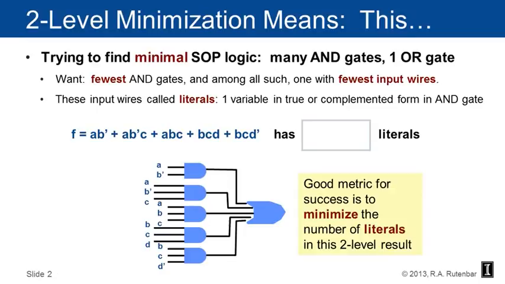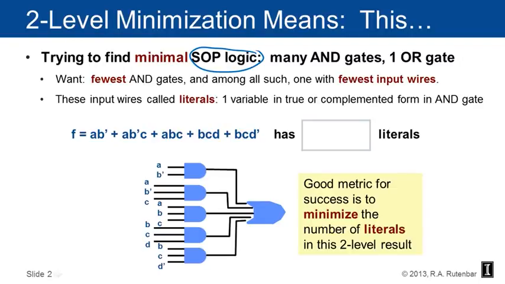This, I hope, looks pretty familiar. Two-level minimization means we're trying to find minimal sum of products forms where we have many AND gates, each making a product term, and a single OR gate summing them all together. So this is SOP logic, as you probably saw at some point in your basic introductory digital design classes.